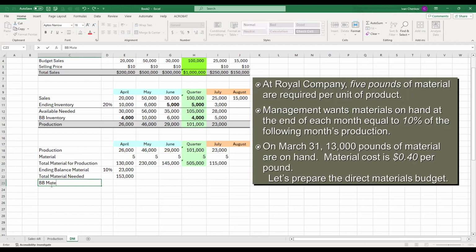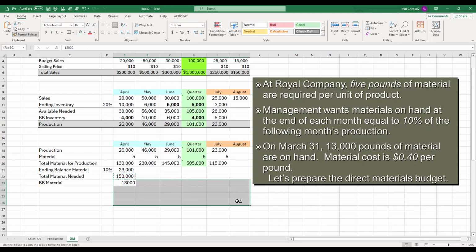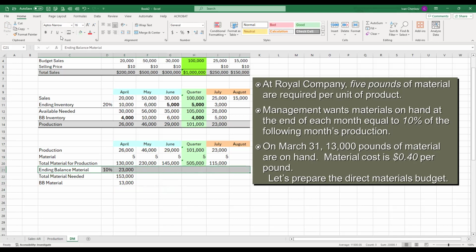Perfect. But I already have a beginning balance, correct? Yes. How much is my beginning balance? 13,000 pounds. Let's think about it for a second. Is the 13,000 pounds 10% of my material needed in April? Yes, it is. So let's put some lines here. Total material needed.